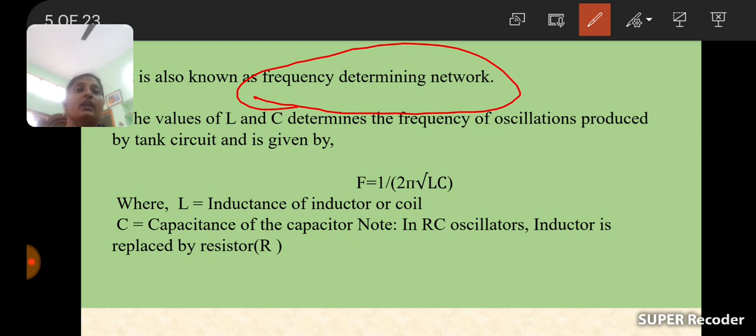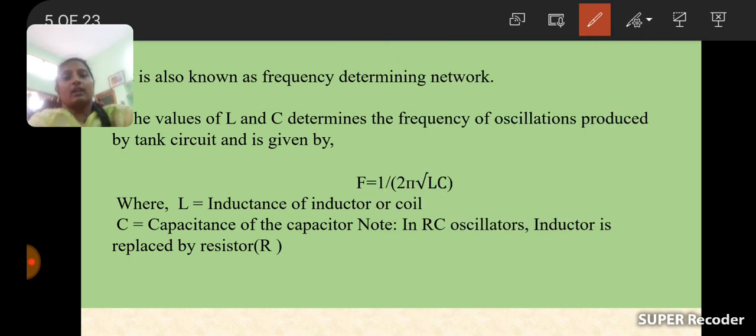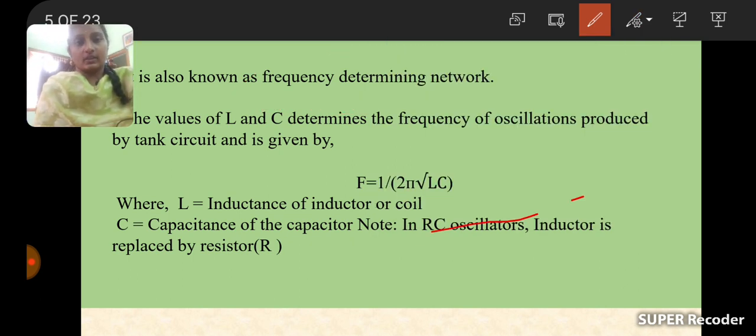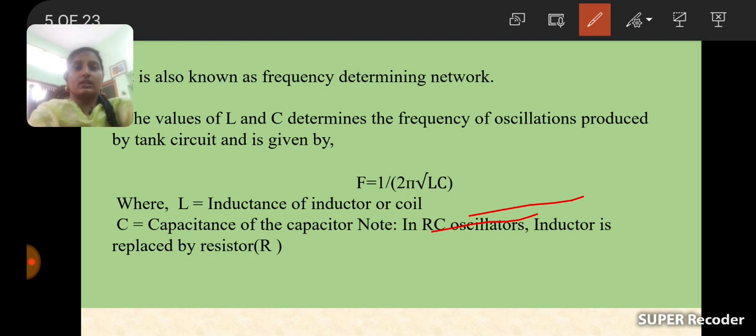And the values of L and C determine the frequency of oscillations produced by the tank circuit, and it is given by f is equal to 1 by 2 pi under root LC. Already I said that L is the inductance of the coil and C is the capacitance of the capacitor. So in RC oscillators, the inductor is replaced by a resistor, but whatever it may be, it requires one tank circuit to produce the oscillations.